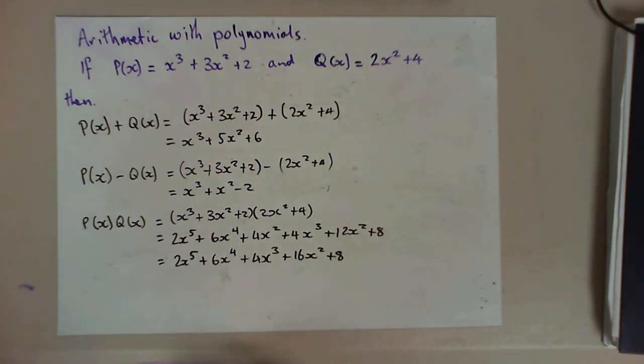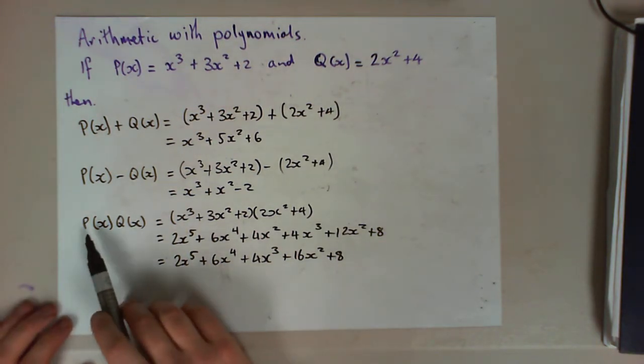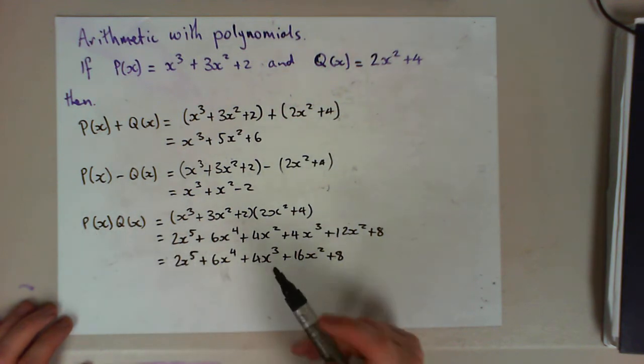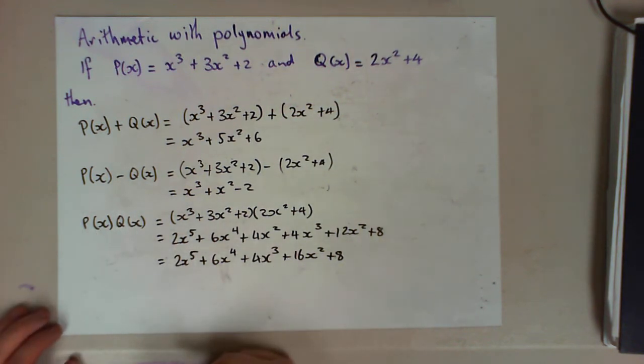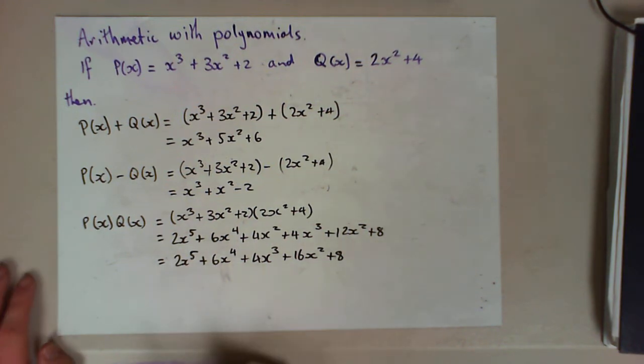Now you may be thinking, well, what happens if I have p of x divided by q of x? We actually look at that specific example in quite a fair bit of detail in later sections, so we won't worry about that case. So we're almost there.